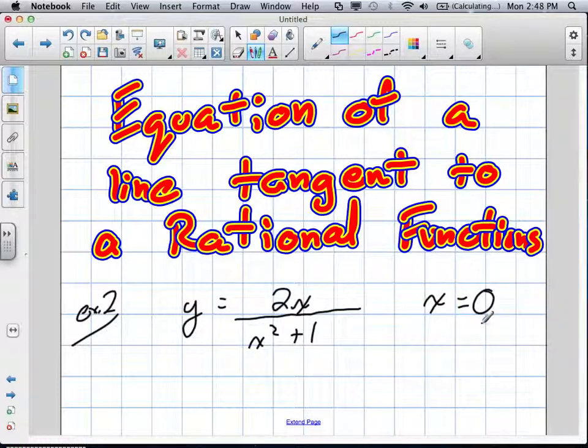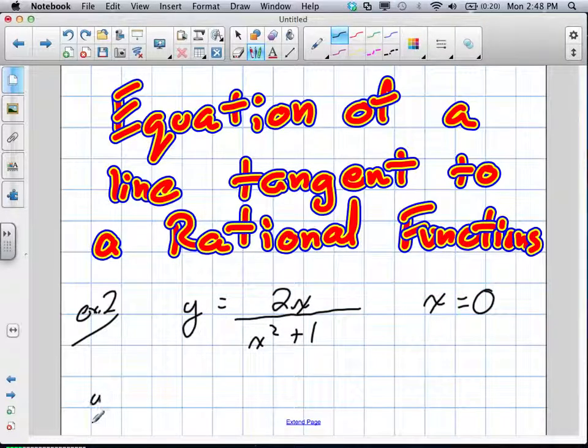Okay, so in order to find the line tangent to this, we're going to have to derive this function. And because it's a function divided by another, we're going to use our quotient rule. We also need to find out what point x will be so that we'll be able to find the equation of the line. But we'll do that part last. First step, we'll derive this function.